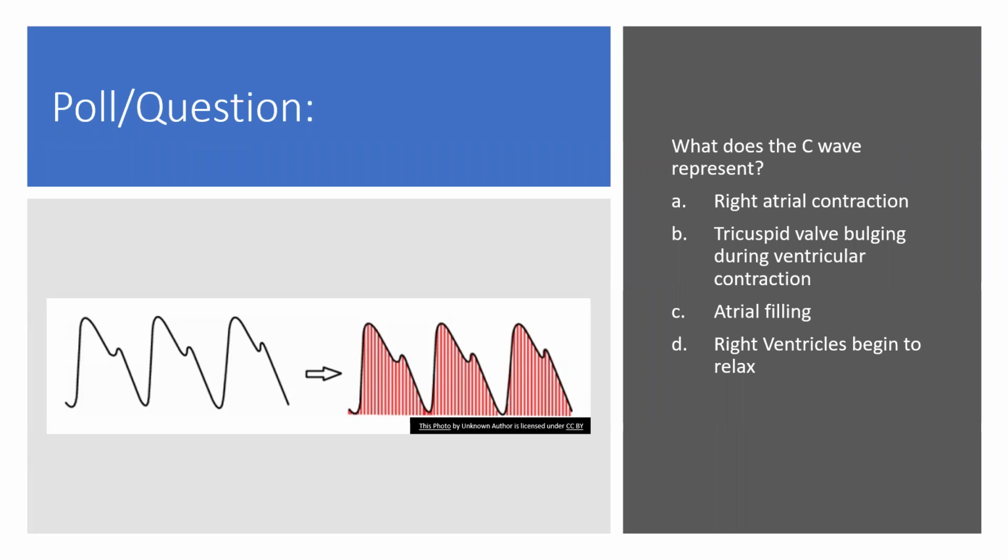C for cusp, right? That's the clue. C for cusp. Okay, so most of you got that correctly. This is a manifestation of the cusp of the ventricles, the tricuspid valve bulging during ventricular contraction.